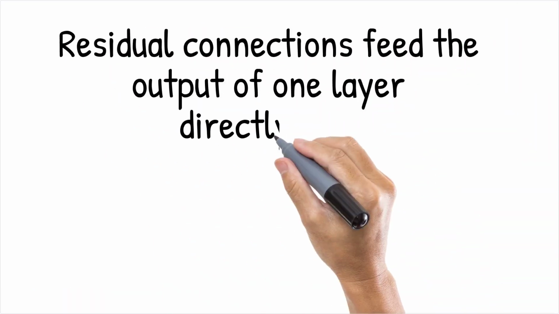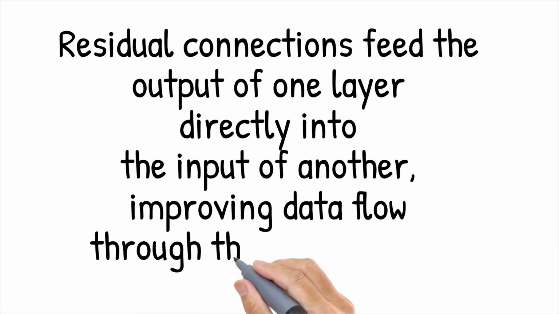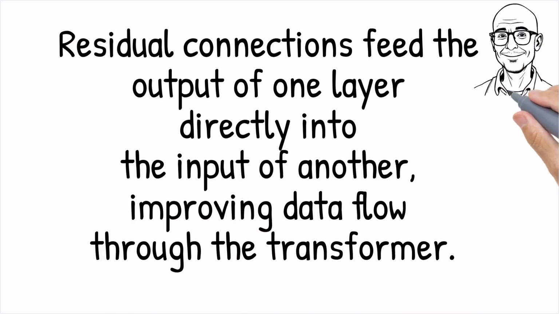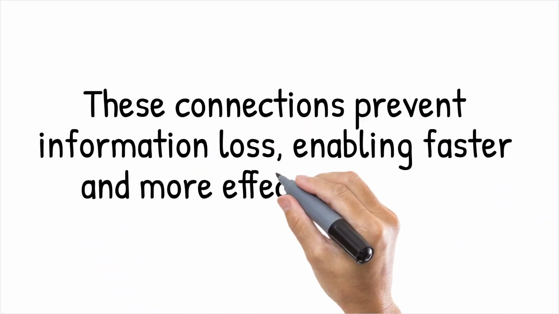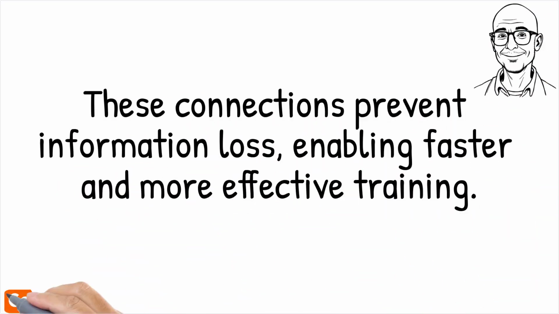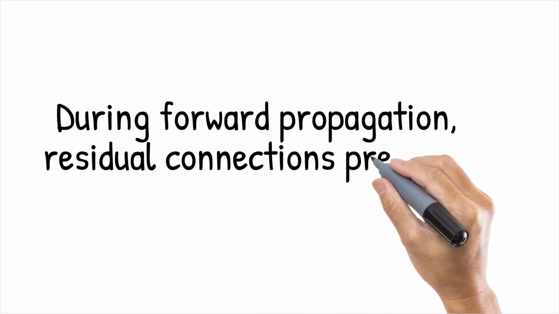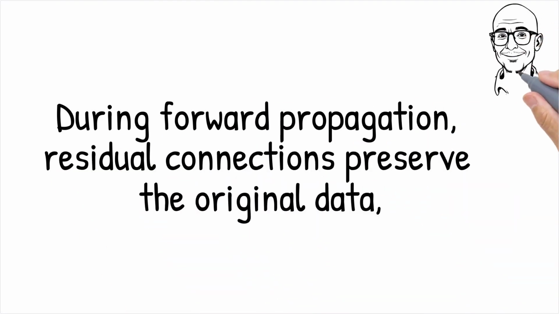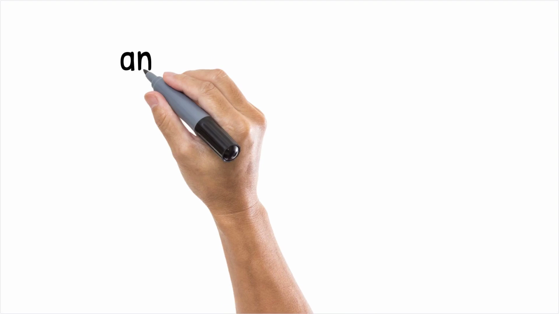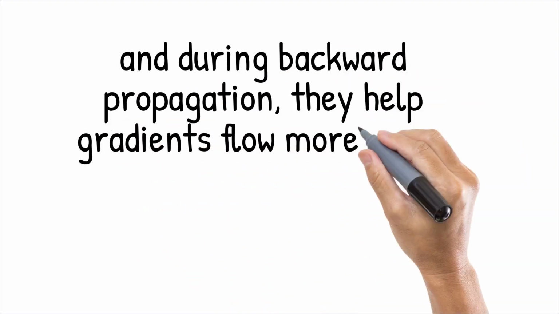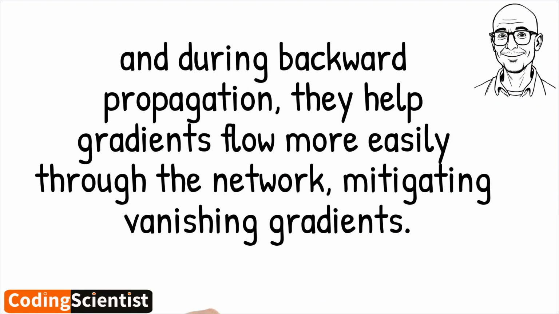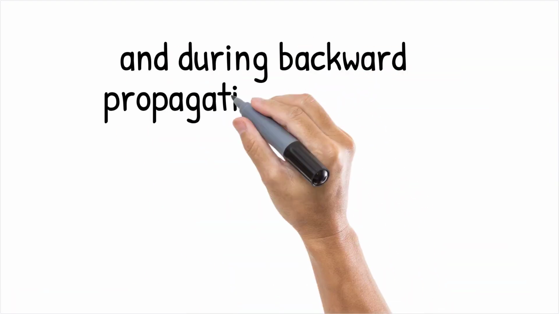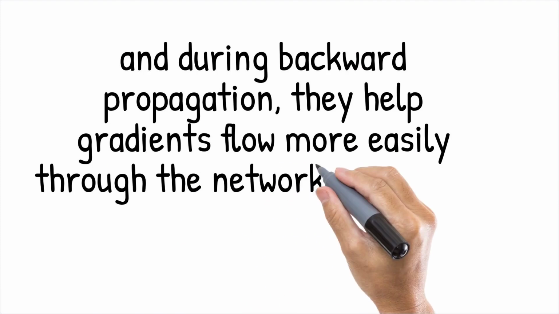Residual connections. Residual connections feed the output of one layer directly into the input of another, improving data flow through the transformer. These connections prevent information loss, enabling faster and more effective training. During forward propagation, residual connections preserve the original data. And during backward propagation, they help gradients flow more easily through the network, mitigating vanishing gradients.